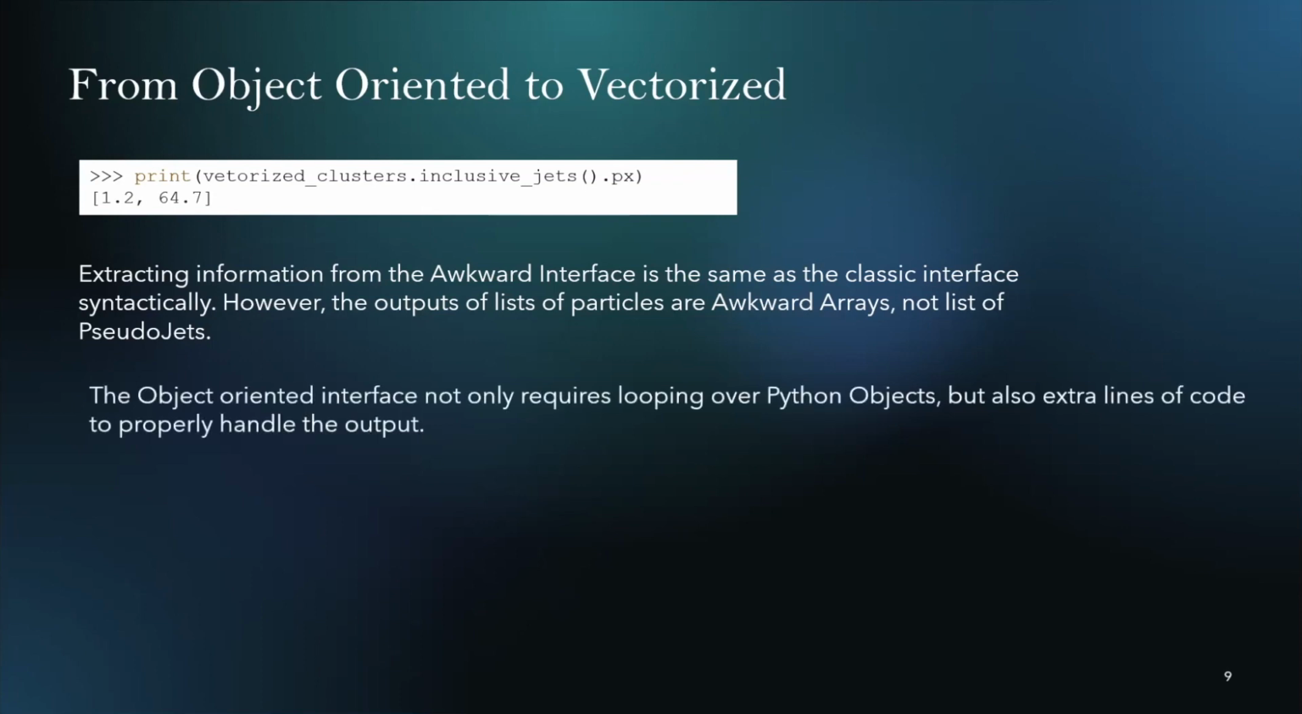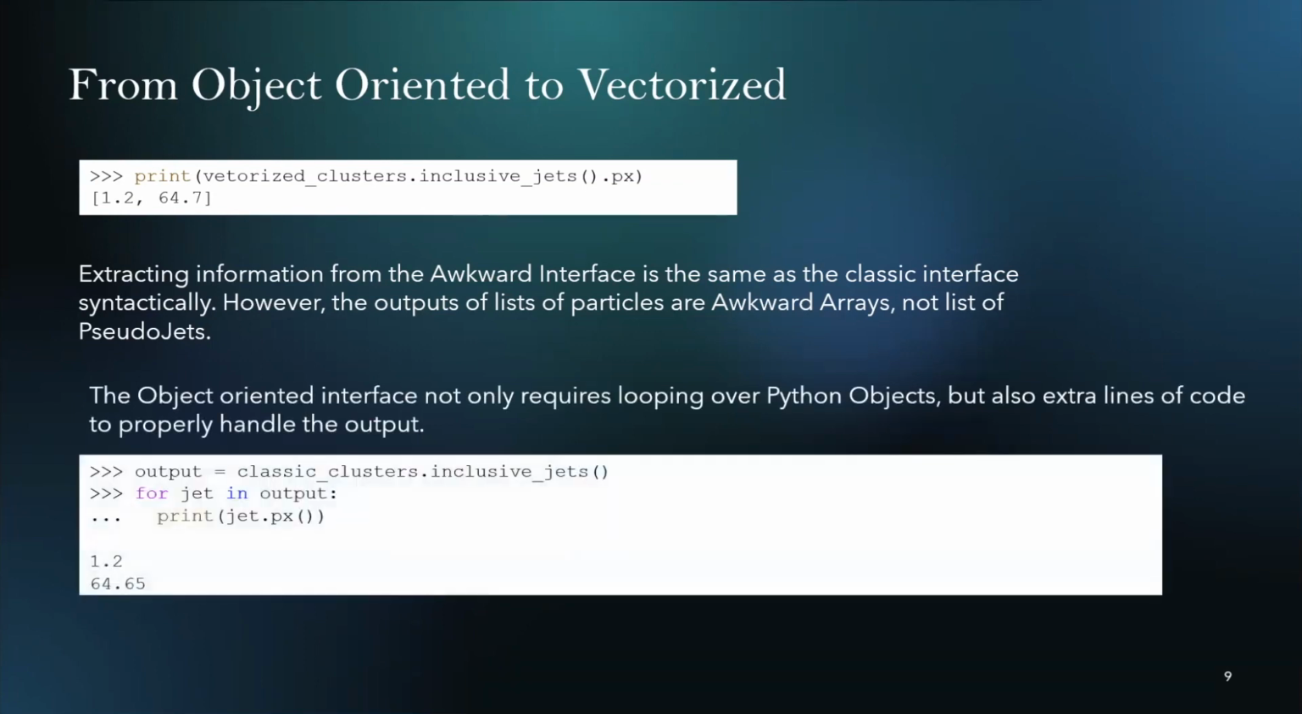So let's do a comparison with the classic interface. On a one-to-one comparison, you can see that, of course, there's no looping in the vectorized interface. And of course, the vectorized interface is much cleaner. Doing the same job is much easier in the vectorized interface.